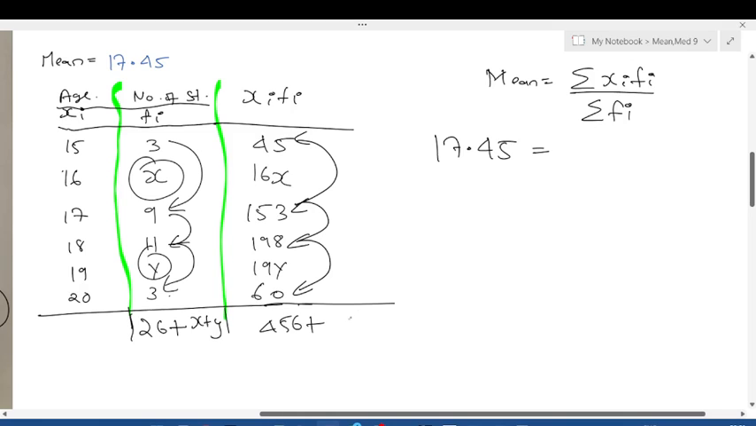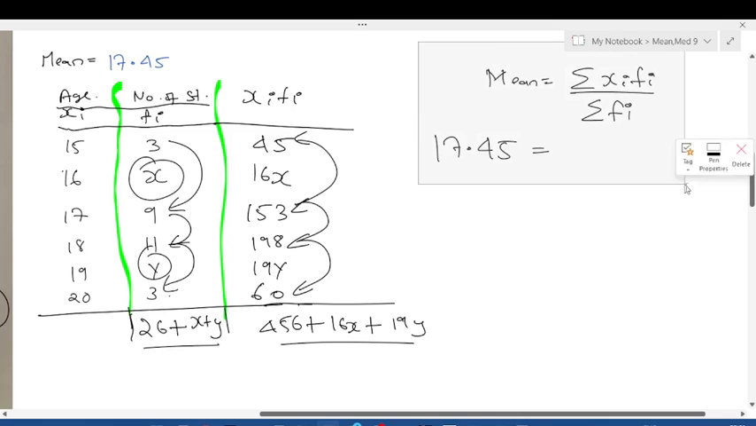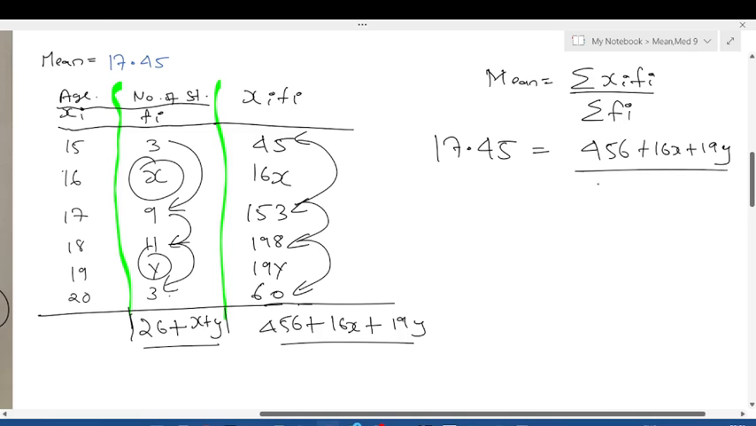Plus, what are the other values? 16x plus 19y. These are the two equations we have, with xi and fi. Before substituting, let me substitute. 456 plus 16x plus 19y divided by 26 plus x plus y.